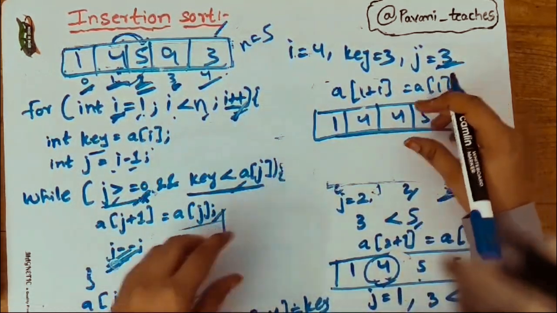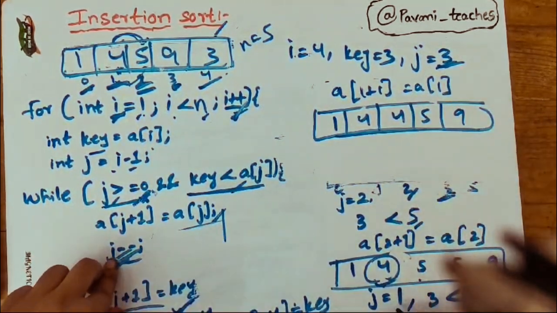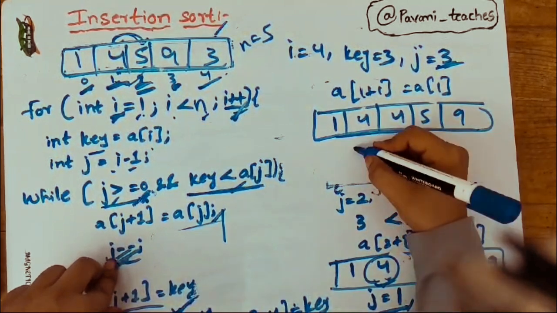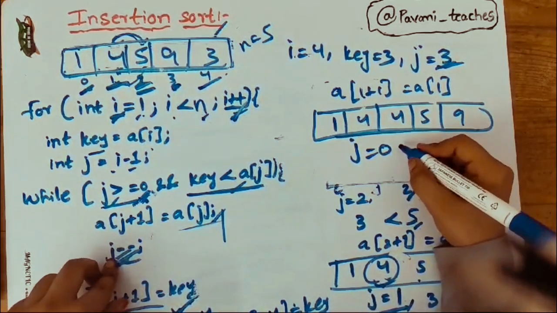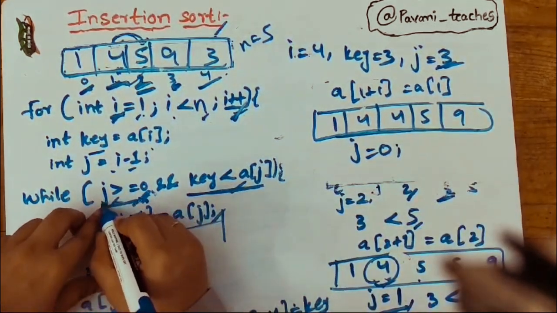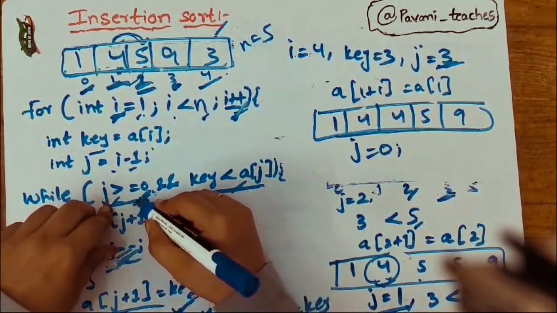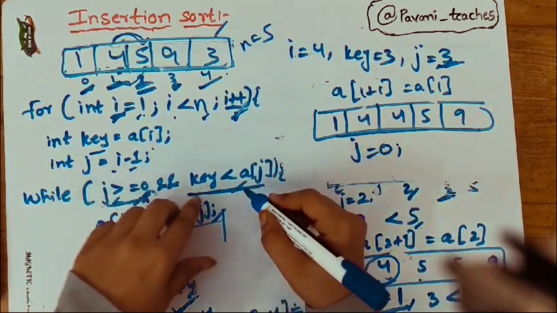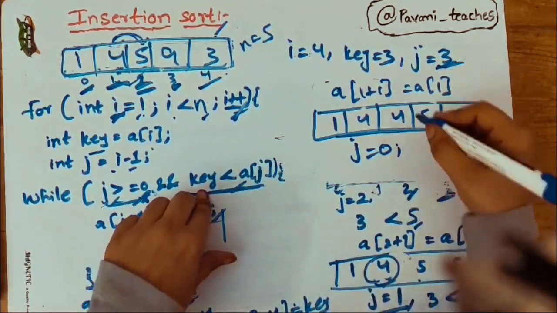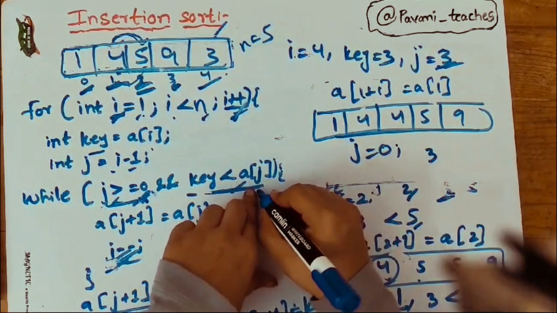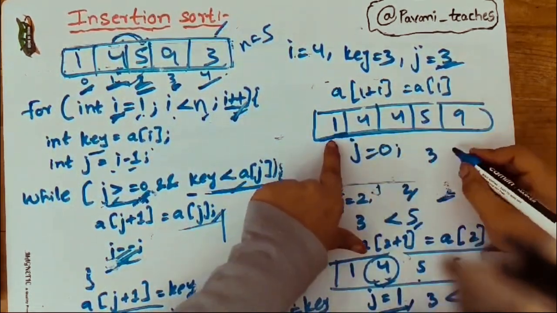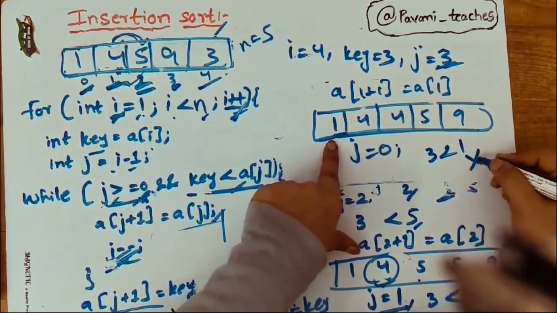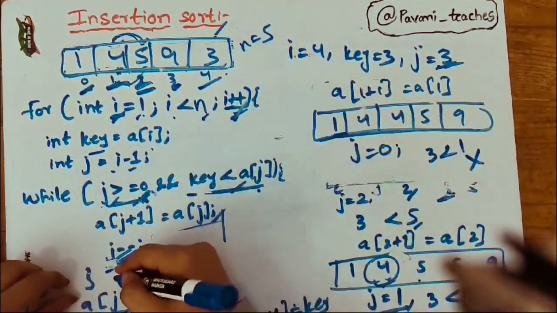After that, we have to decrement the value of j. As before, the value of j is 1. Now j value will be equal to 0. Now again we have to check this condition. As j is equal to 0, this is true. And if the value of key is 3, a of j, which is equal to a of 0, its value is 1. As this condition is false, it will come out of the while loop.